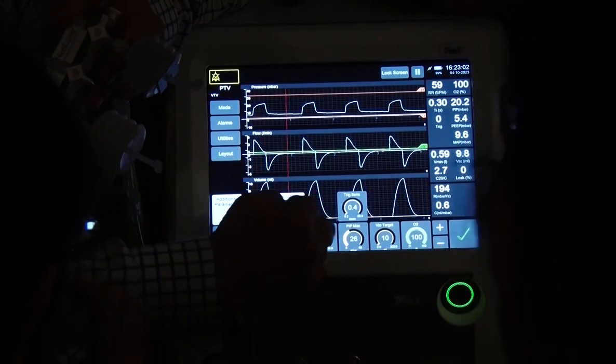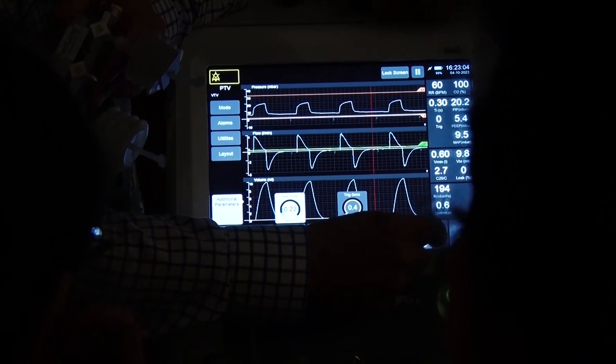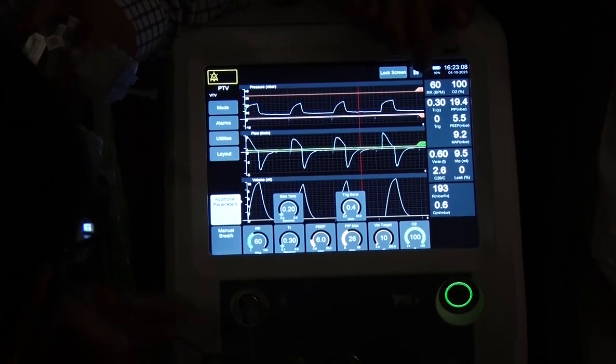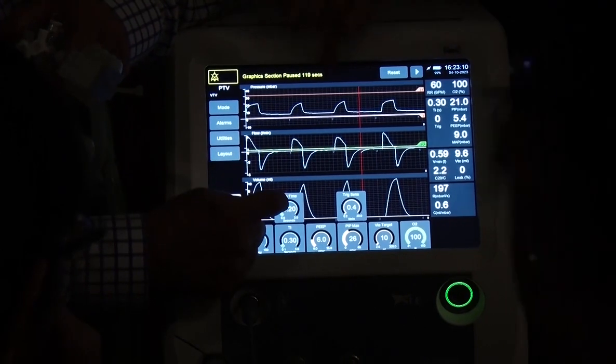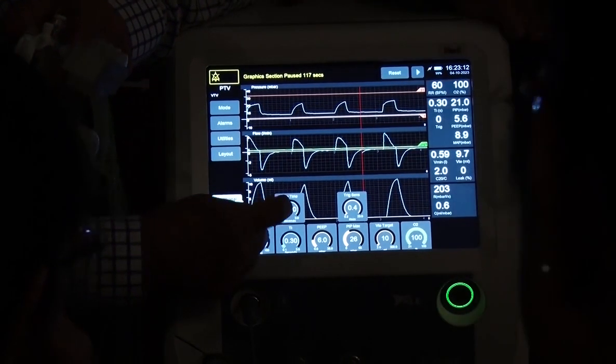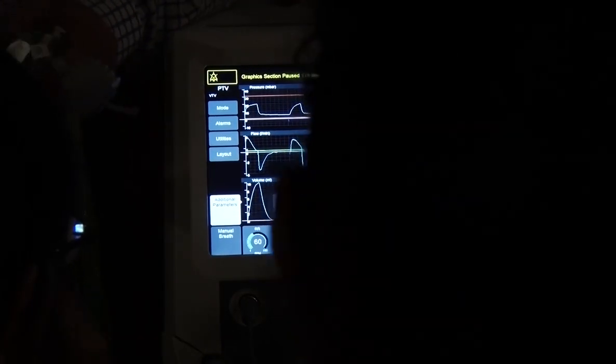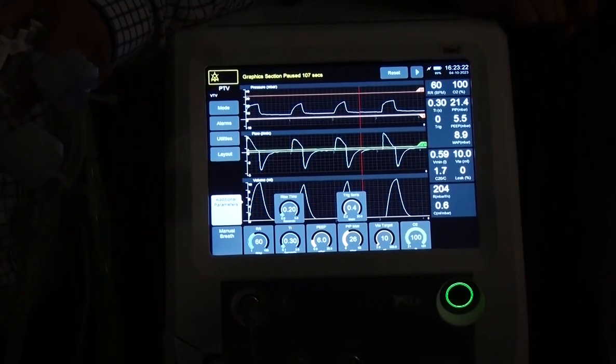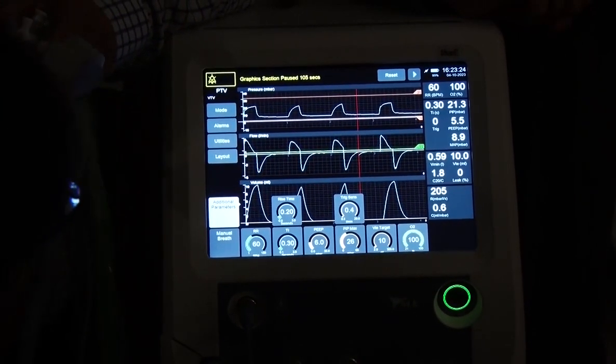So this is not quite that far. This is two-thirds of our I time of 0.3, and now our rise time is two-thirds of the inspiratory time. You can see the difference in the waveform and what's happened to our pressure and our flow wave. It's blunted, hasn't it?